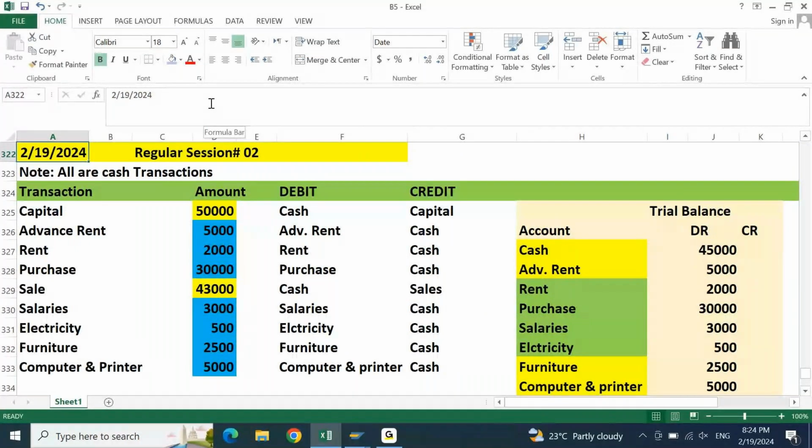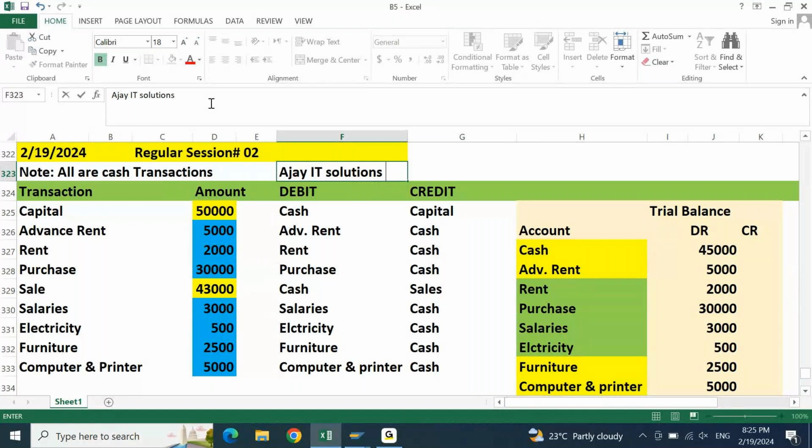Now question yourself: if the same business is running in SAP, you put a name for it. I will say Ajay IT Solutions Limited. I will say that this is my company name. You create a company with Ajay IT Solutions in SAP.